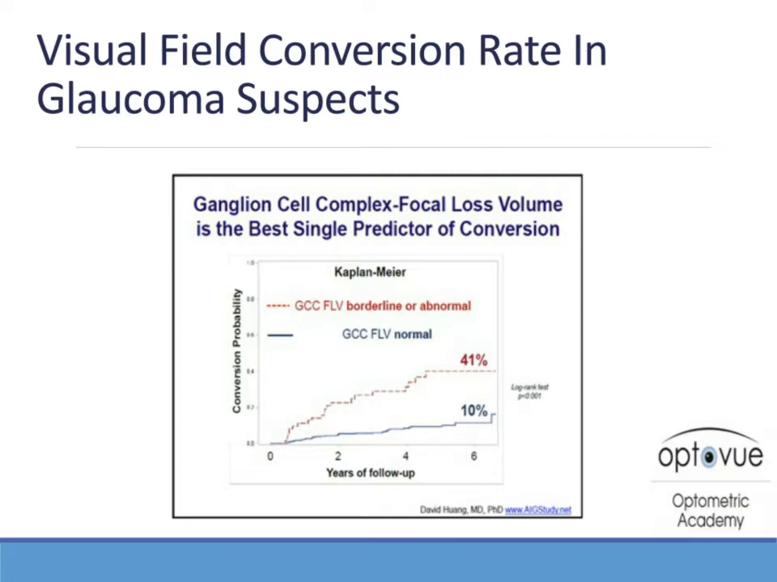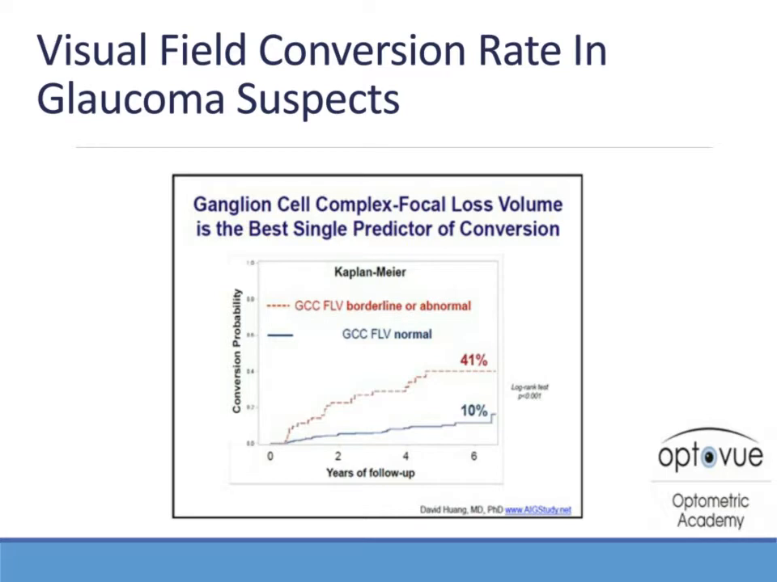And then what they did was they simply followed these individuals over a 6-year time period. And what was remarkable was, in that 6-year time period, those individuals with an FLV outside of the normal range, or borderline, had a 41% chance of transitioning into glaucoma, or essentially visual field loss secondary to glaucomatous changes. Those individuals who had a normal FLV, or an FLV within the normal range, only 10% of those individuals actually progressed to developing glaucoma. This number is important.